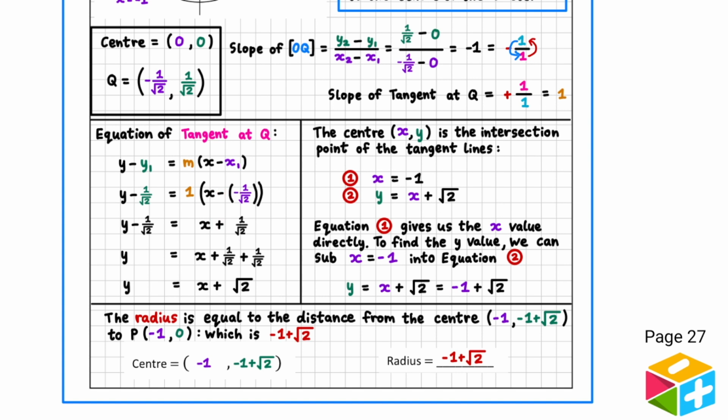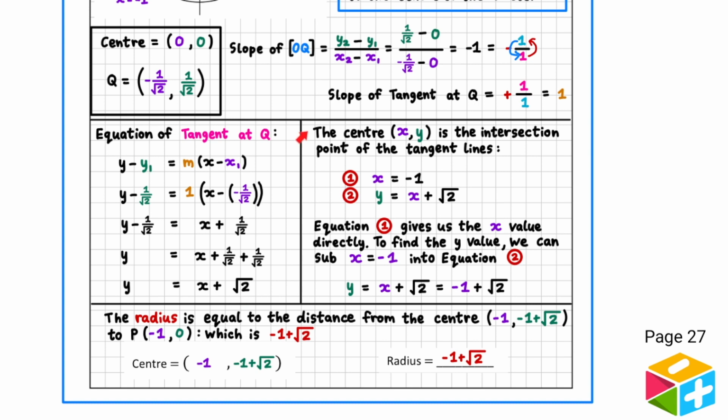The subtraction of 1 over root 2 on the left-hand side can be removed by adding 1 over root 2 to both sides. 1 over root 2 plus 1 over root 2 simplifies to root 2. Now we've got our equation in a nice format. Y is equal to x plus the square root of 2.